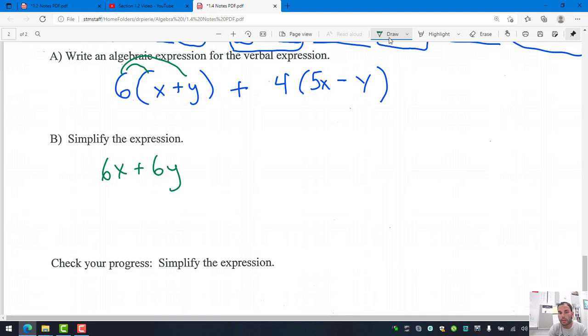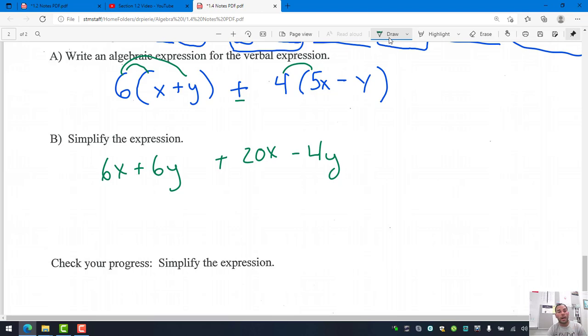I've cleaned up the first part of it. The second thing I see is positive 4. Make sure you're attaching that positive symbol when I distribute. I'll see positive 4 times positive 5x. 4 times 5x is plus 4 times 5 is 20, 20x. And the next thing I see is positive 4 times negative y. What that becomes is minus 4y. I've cleaned up the first and the second part of my algebraic expression.